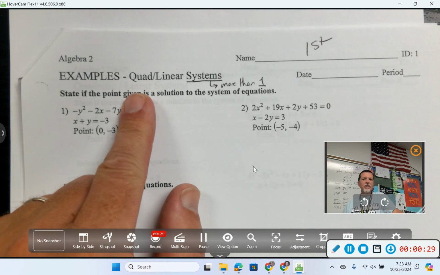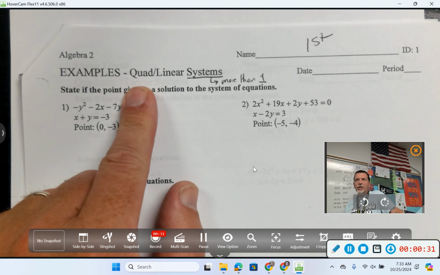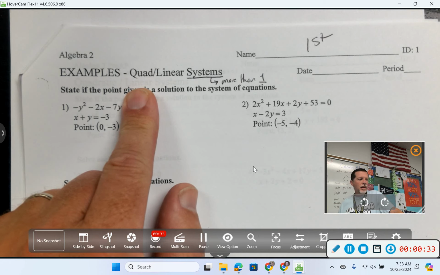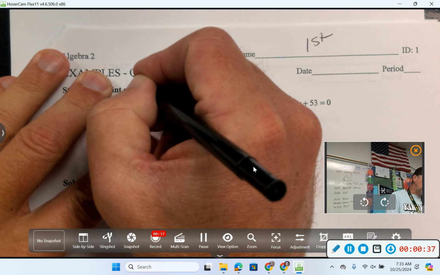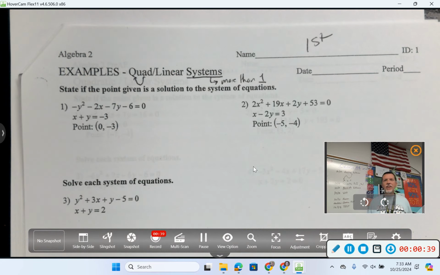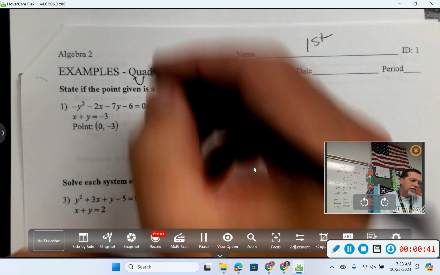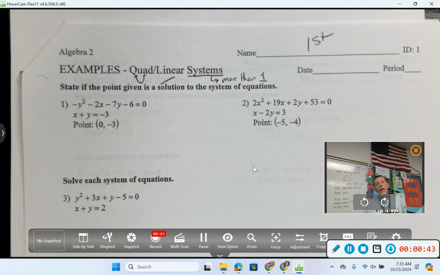What do quadratics look like if we were to graph them? A U, a parabola. And I don't even know how to ask what a linear thing looks like because it looks like a line. We'll be looking for where they intersect.